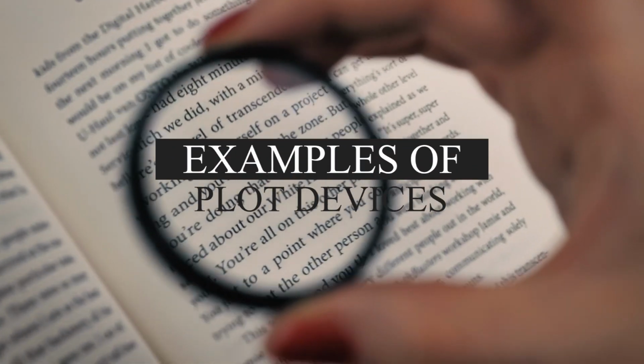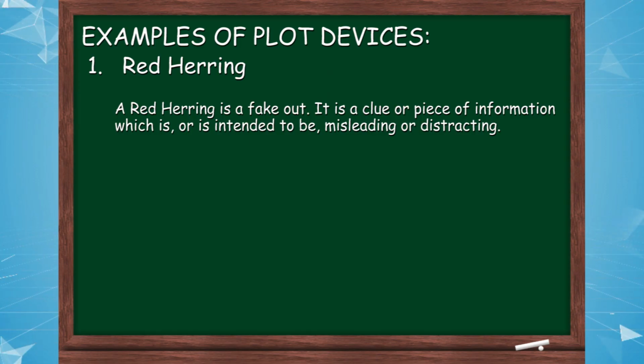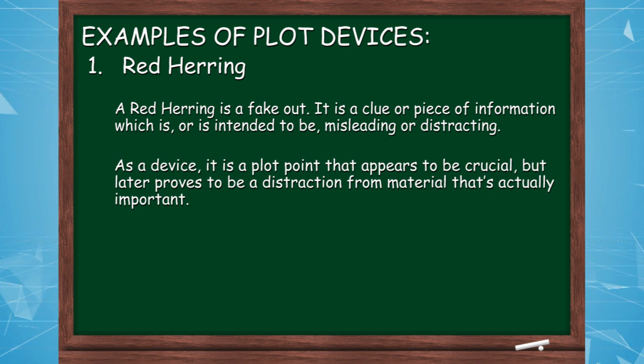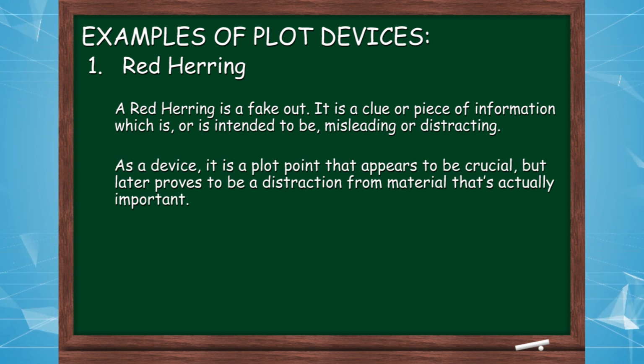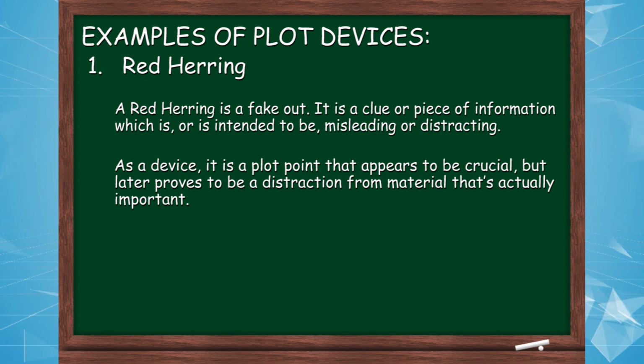Examples of plot devices. Number 1, red herring. A red herring is a fake out. It's a clue or piece of information which is or is intended to be misleading or distracting. As a device, it is a plot point that appears to be crucial, but later proves to be a distraction from material that's actually important.